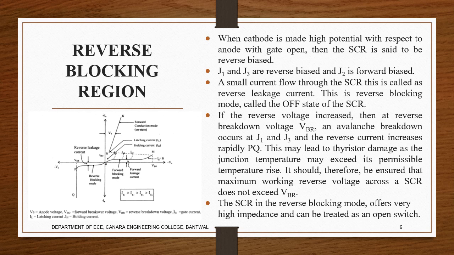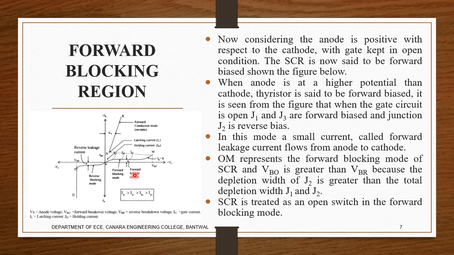Next, the forward condition. So this was the reverse blocking region. Now it is the forward blocking region. This is a little interesting. You think that it will start to conduct. No. Once it is given from 0 up to a certain level, you can see this graph, it increases slowly and stably up to a certain level.